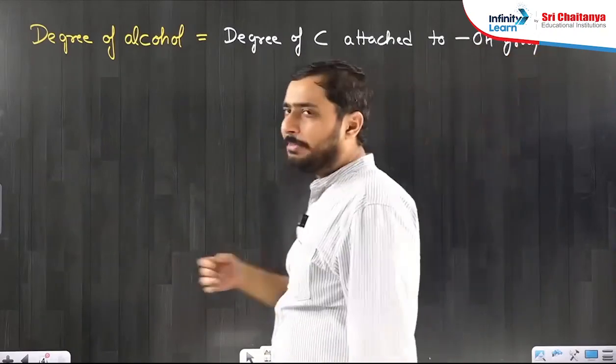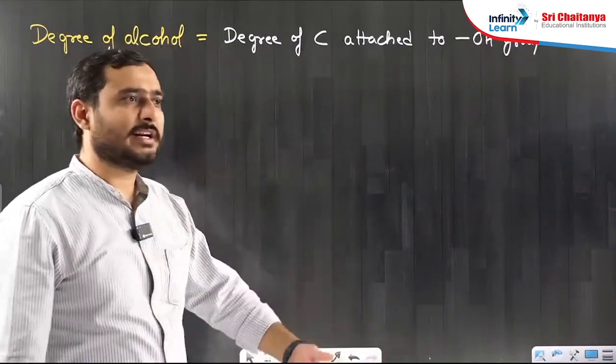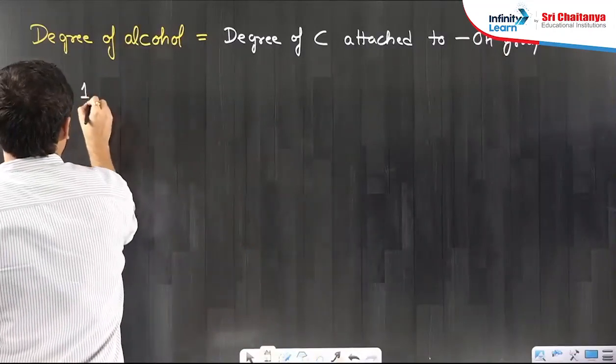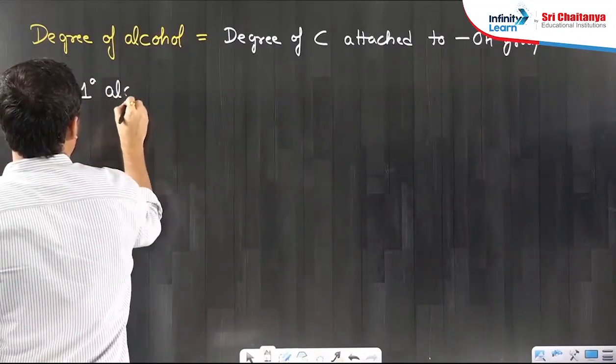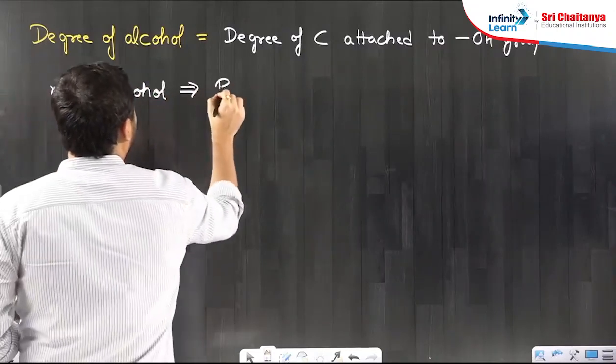Now carbon can be primary, secondary and tertiary. So alcohol is also primary alcohol, secondary alcohol, tertiary alcohol. Now representation is very important. So first I am writing representation for which alcohol? Primary alcohol. So how to write primary alcohol?